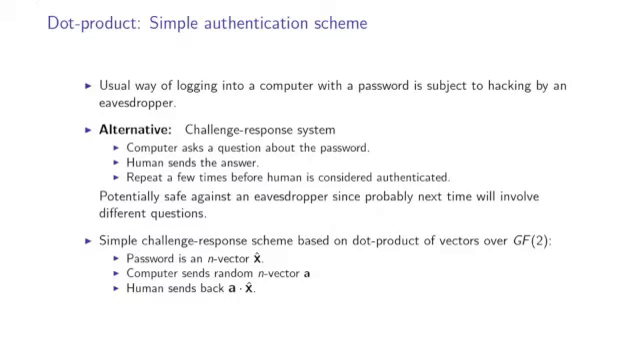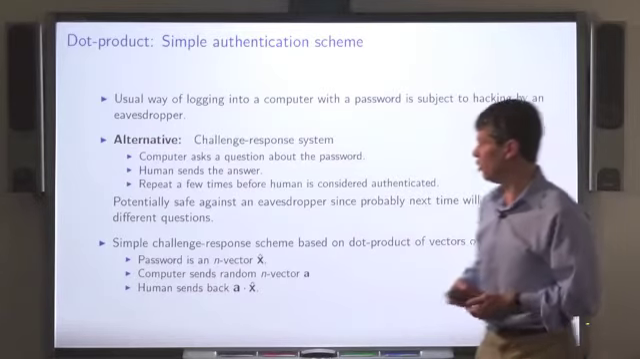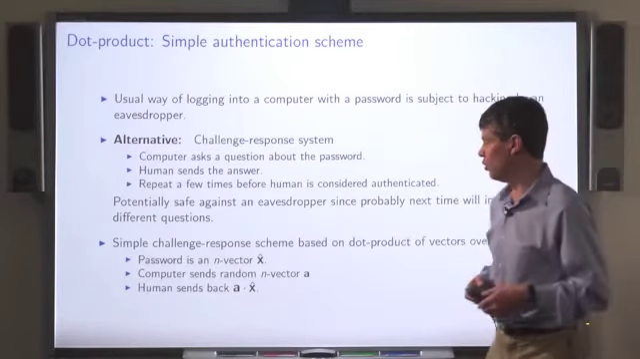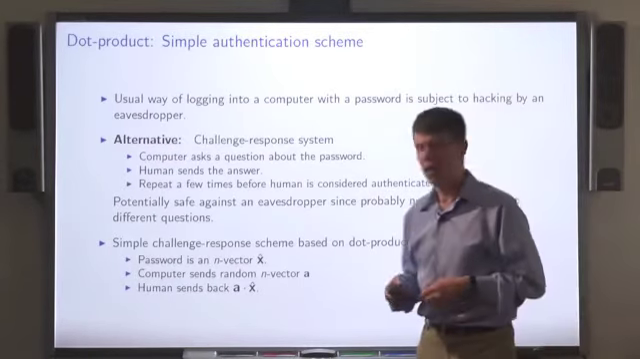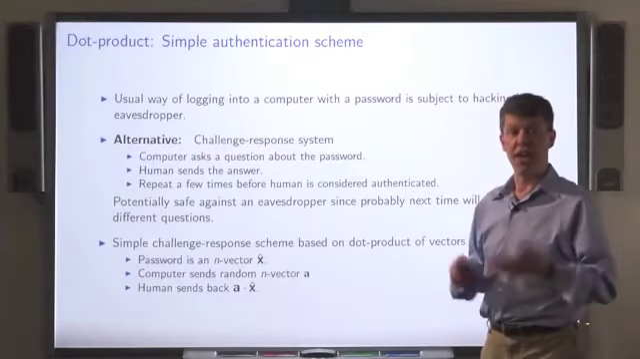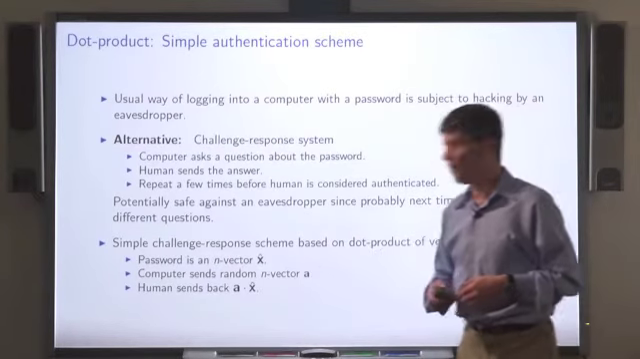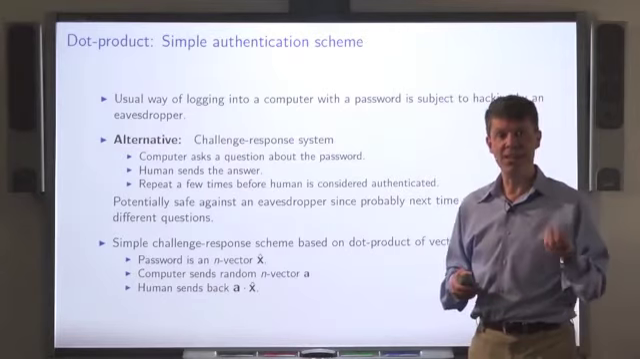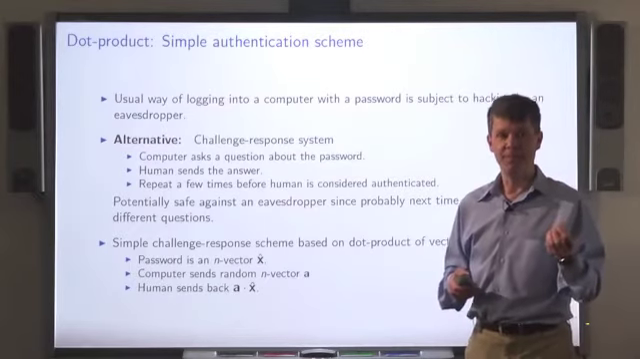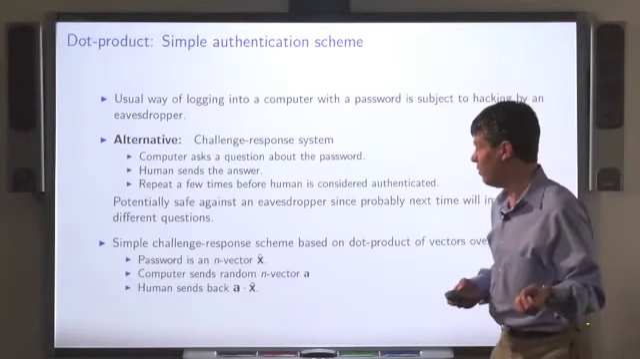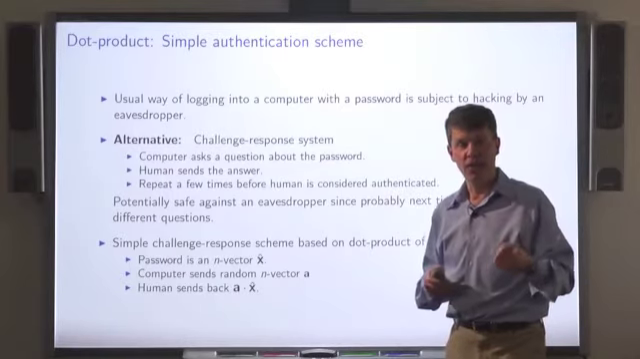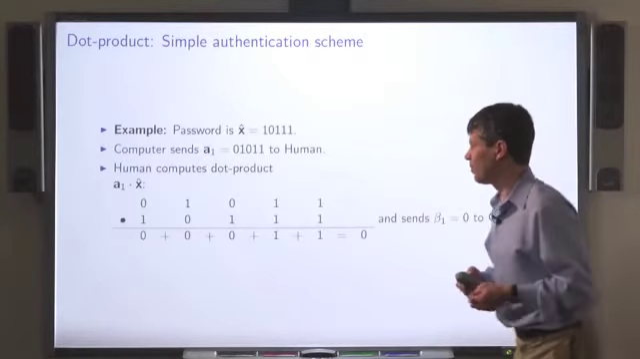over GF2. So the password is some long n vector over GF2, we'll call x. And the question is another n vector, which we'll call a. And the human sends back one bit, namely the dot product of the question a with the password x.